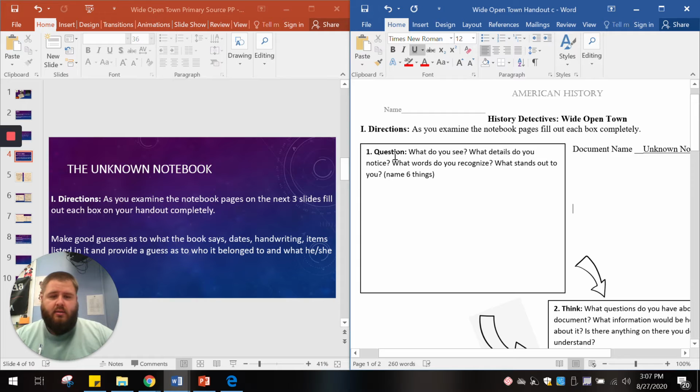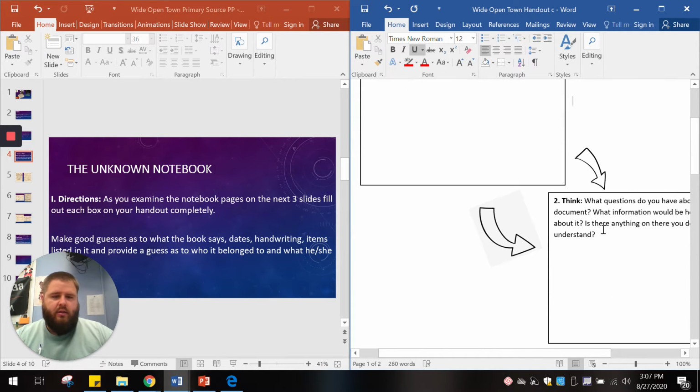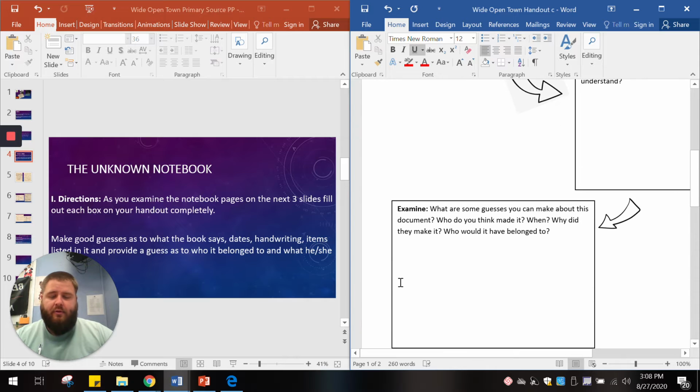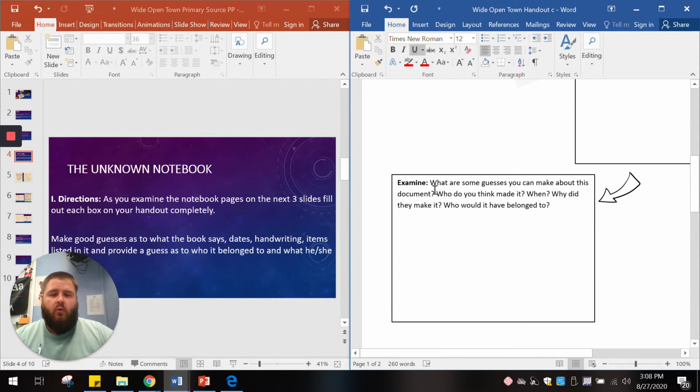The first box says question. What do you see? What details do you notice? What words do you recognize? What stands out to you? Let's try to name at least 6 things. Then the second box, think. What questions do you have about the document? You might have a lot. What information would be helpful to know about it? Is there anything you don't understand? And finally, in the third box, examine. What are some guesses you can make about this document just by looking at it and reading the words on it? Let's try to come to some conclusions.